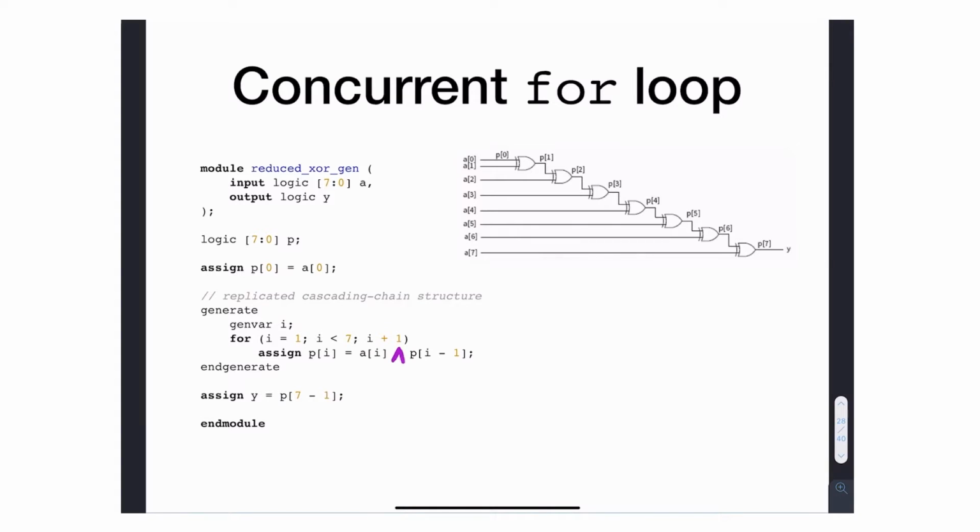You will be using it in one of the labs. This is what we call a reduce XOR. Frankly speaking, you don't even need this. You can just put A and say XOR A. This is a reduction operator. But for the sake of argument, I just want you to see something that is very structural.